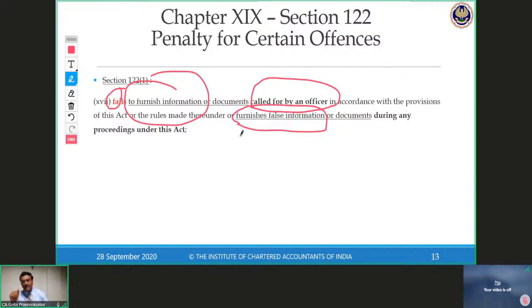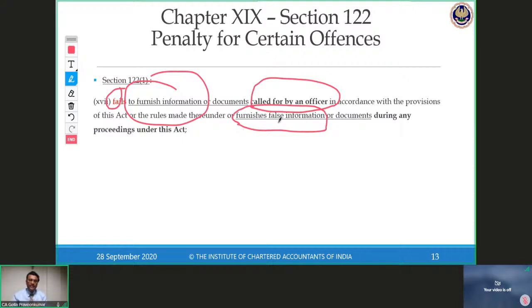The CFO is busy, the finance director is busy. There was a notice from an officer for giving some input tax working for a particular month. So what happened? This statement was prepared by a junior accountant. Out of the busy schedule, this was given to the department person.